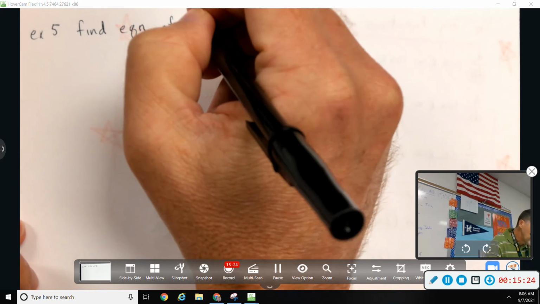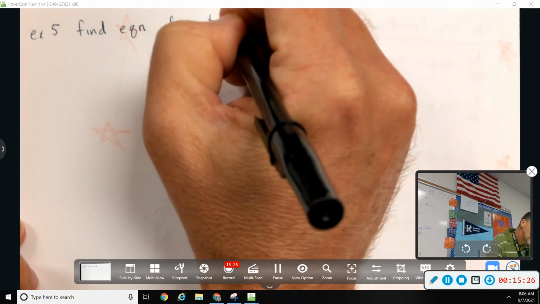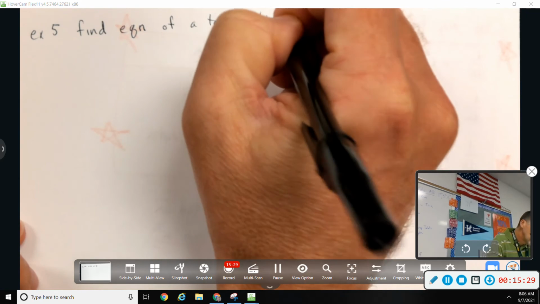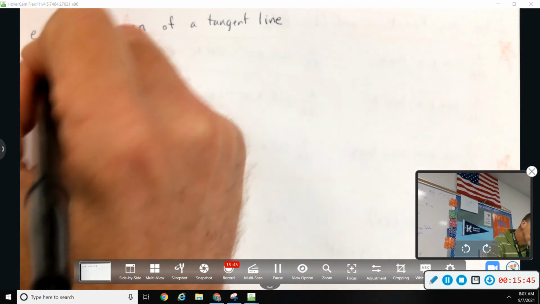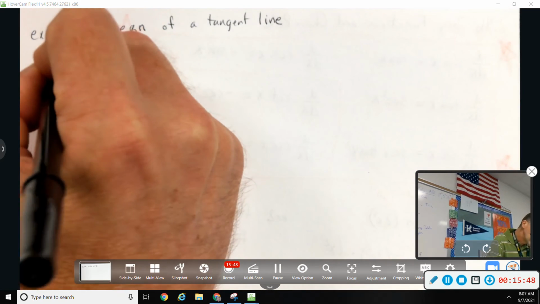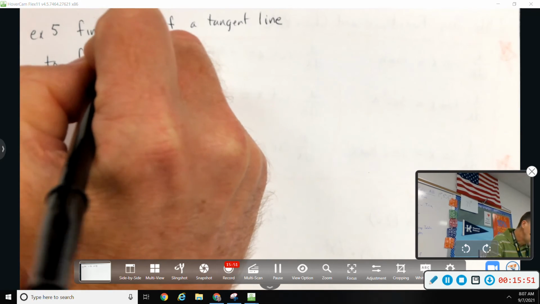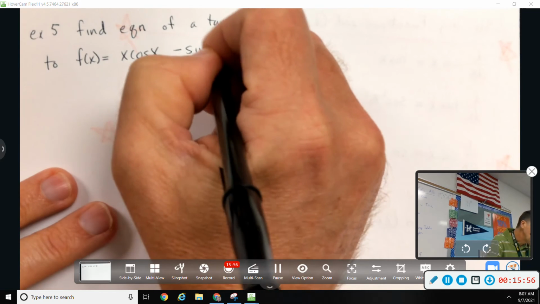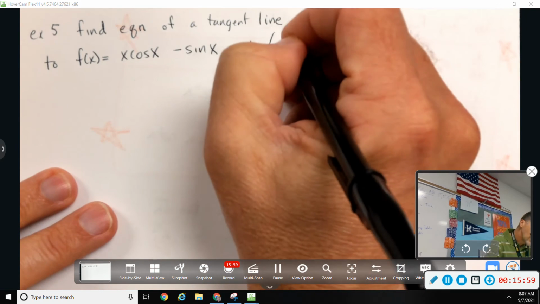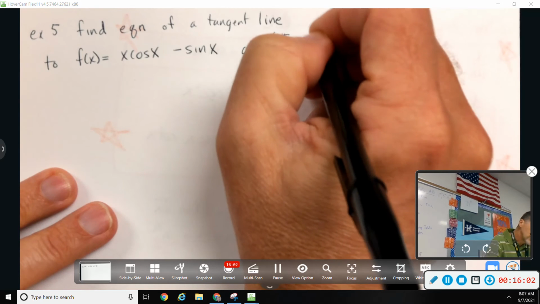Last example. Find the equation of a tangent line. Let's pause there. So I'm going to need a slope and a point in order to write this tangent line. And how I get the slope is with the derivative. So this is just a sneaky way, or not so sneaky way, of getting me to find a derivative. Find the equation of a tangent line to f of x equals x cosine x minus sine of x at pi over 2, negative 1.